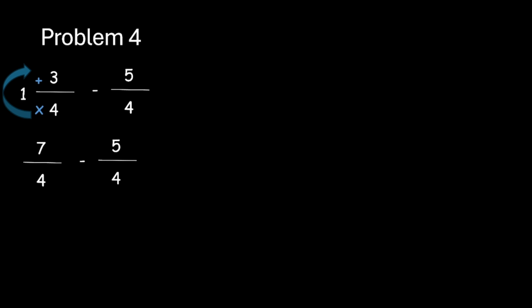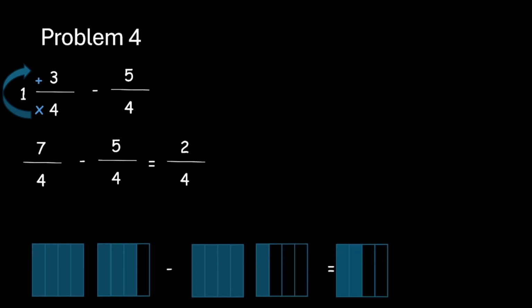So if you subtract these two numbers, you're going to get 2 over 4. So that's going to be your answer. Now using a diagram, you can see that we have one whole where the 4 boxes are shaded, plus the 3 out of the 4 boxes are shaded in. And we're subtracting from it 5 out of the 4 boxes. So you're really just doing 7 minus 5, which is going to give you 2 out of the 4 boxes shaded in. So hopefully that made sense.